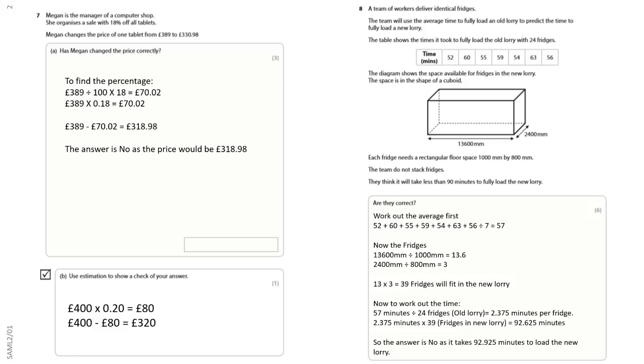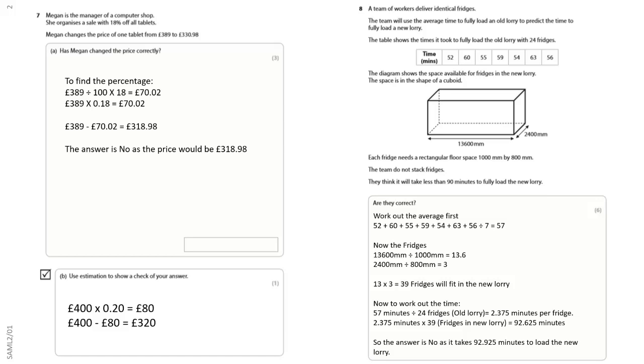So to work out the new lorry, we times that figure by 39, which is the fridges in the new lorry, which gives us a new time of 92.625 minutes. If we leave that figure as is, that's fine. So in this case, the answer is going to be no, because it takes 92.925. Sorry, I'm going to correct myself. You notice my deliberate error that I've put in there. 92.625 minutes to load the lorry. Not quite the figure that I've actually put down at the bottom there, which is 92.925. The correct answer is 92.625.